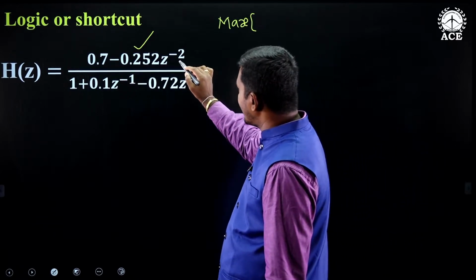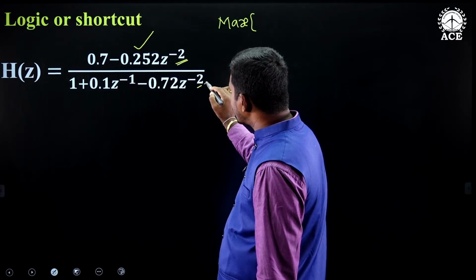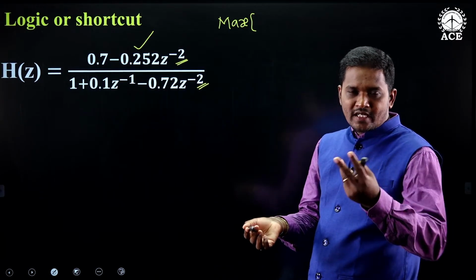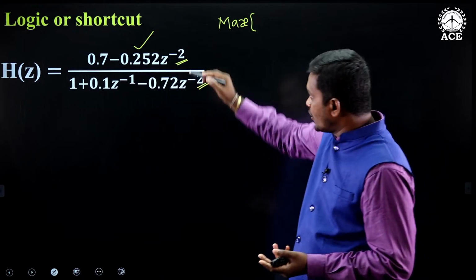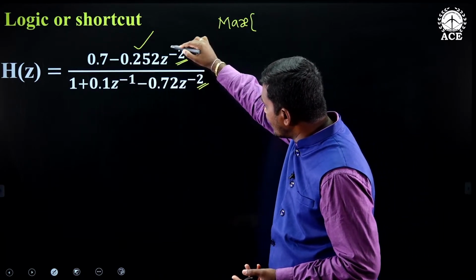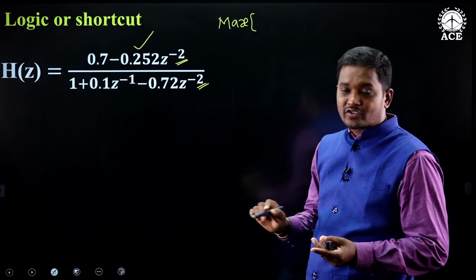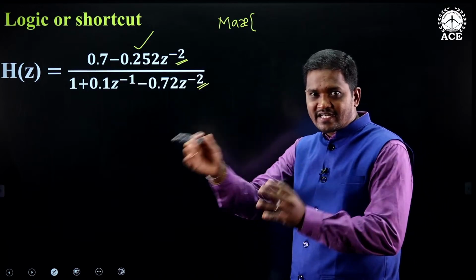What is the maximum delay in input? 2. What is the maximum delay in output? 2. Z power minus 2 is there, means 2. Look at the numerator and denominator once. What is the maximum delay? 2 is the maximum delay. Don't take minus 2. I am asking the delay, Z inverse, cascaded.